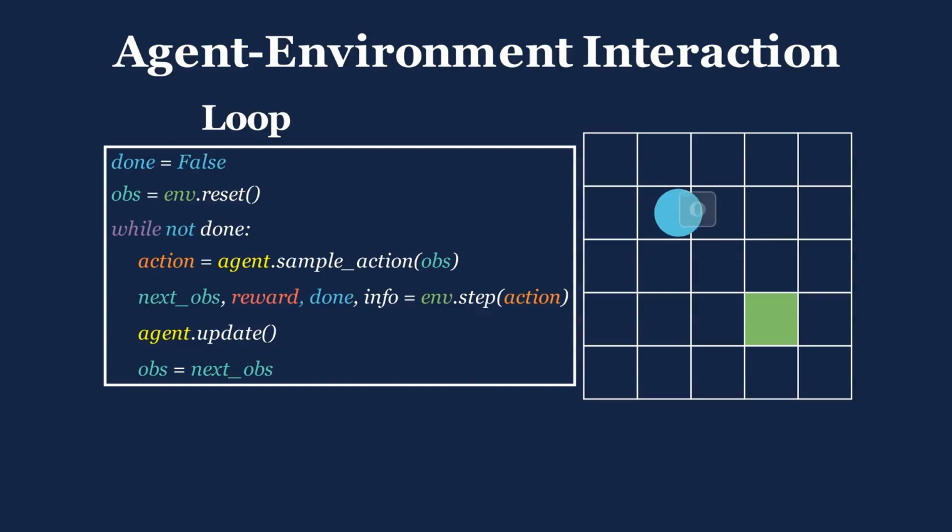This sequence of states, actions, and rewards that begins with reset and continues until the environment signals done to true is called an episode. Once the episode ends, a new episode may start by calling reset and repeating the loop.